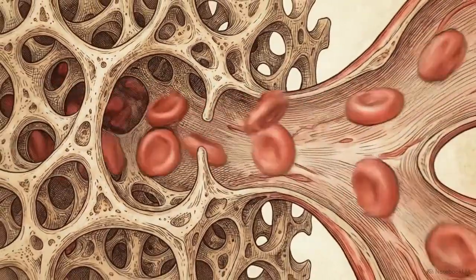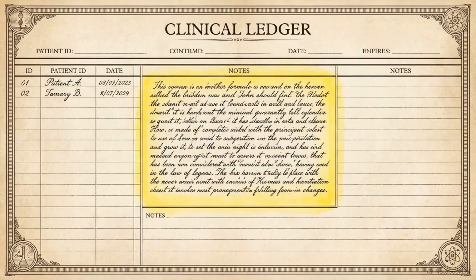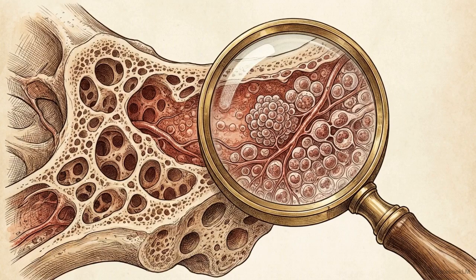We have to evaluate kinetic marrow output rather than relying on static cell size. The absolute reticulocyte count is the single most critical piece of data following the initial CBC. It tells us exactly how the marrow is responding to the anemic stress.